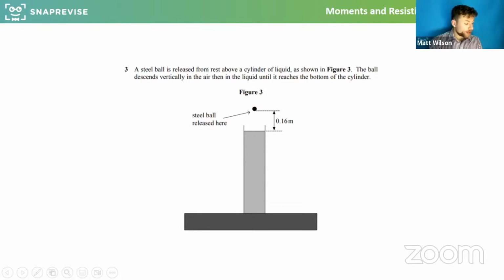A steel ball is released from rest above a cylinder of liquid, as shown in figure 3. Okay. The ball descends vertically in the air, and then in the liquid until it reaches the bottom of the cylinder. Whenever you're told a story like this and you're given a diagram, it might be worth checking that you understand the story in the diagram. So it's released above the liquid. Okay, steel ball released here. That's in the diagram. The ball descends vertically in the air. So descending means moving down until it hits the liquid. Okay, yeah. And then it keeps descending until it hits the bottom of the cylinder. Okay, seems to make sense.